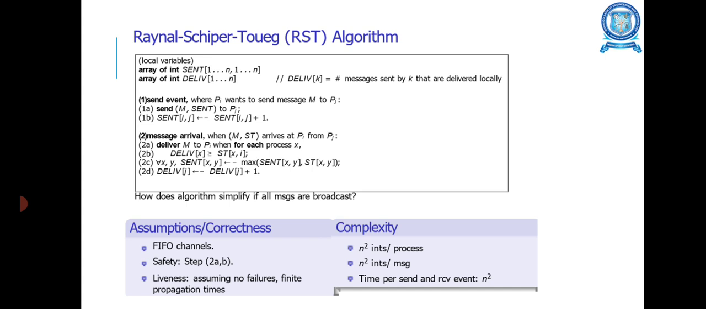How does the algorithm simplify if all the messages are broadcast? The correctness was described by FIFO channels and safety. Then it contains some liveness, that means assuming no failures, finite propagation time. The complexity of the algorithm is n square for n processes, that means time per send and receive event is n square.